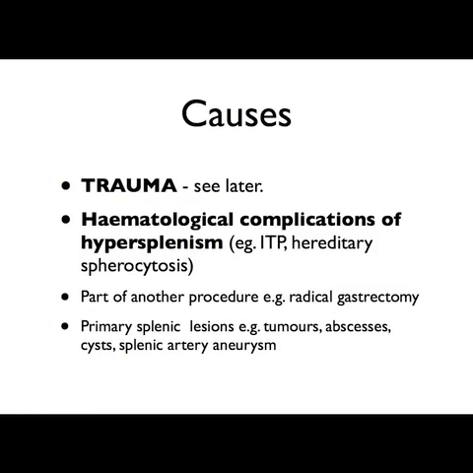These are splenectomies where there's been surgery around the spleen, say to the stomach, or as we said earlier, the splenic flexure of the colon, and the spleen is damaged in some way, and therefore may need to be removed. Also, it may need to be removed with primary splenic lesions, which include tumours, abscesses, splenic artery aneurysms, and cysts.